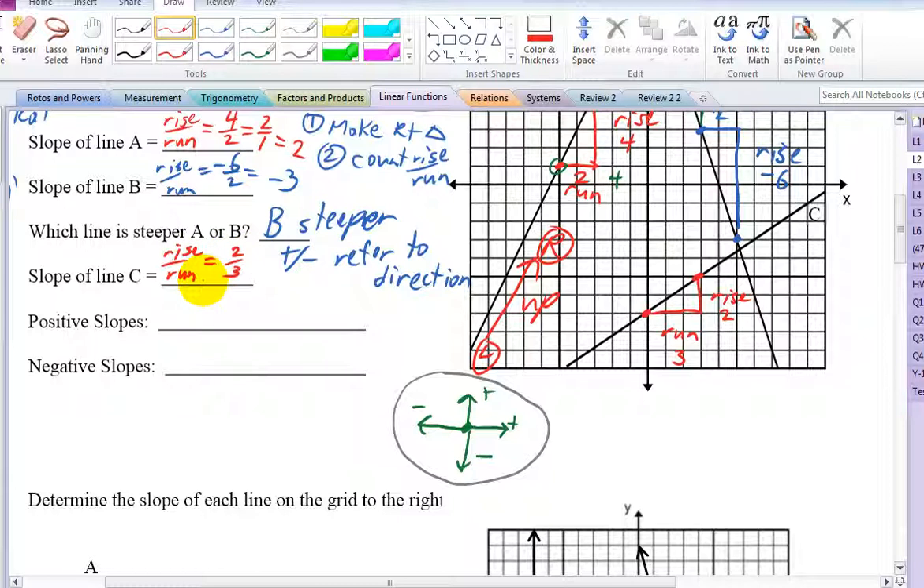If I give you a line, what do you do? Count. Okay, now we can also use counting. If I give you a point, you can count with the slope, and you can make a line. We're going to do that later on. Okay. So positive slopes, when you go from left to right, the lines go up. Whereas negative slopes, when you go left to right, they go down.